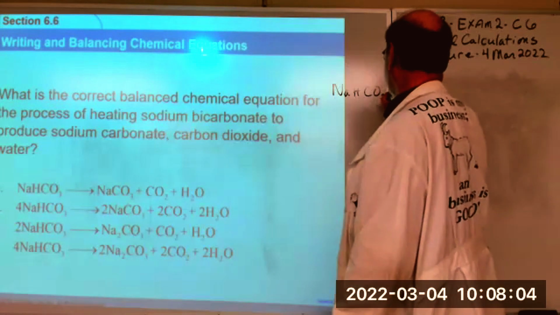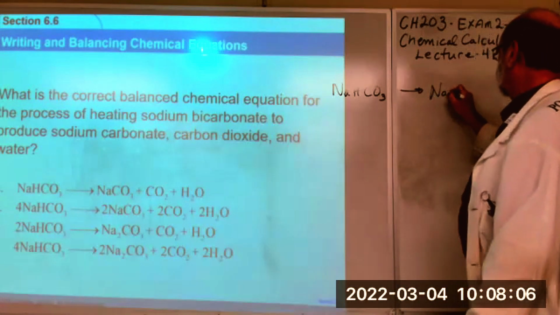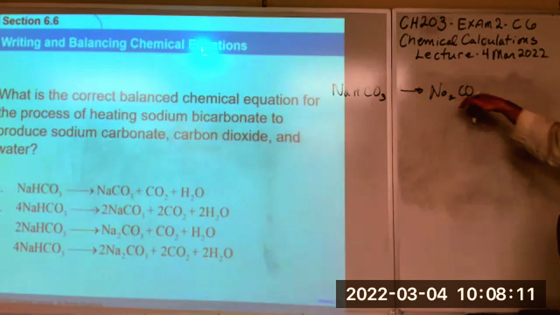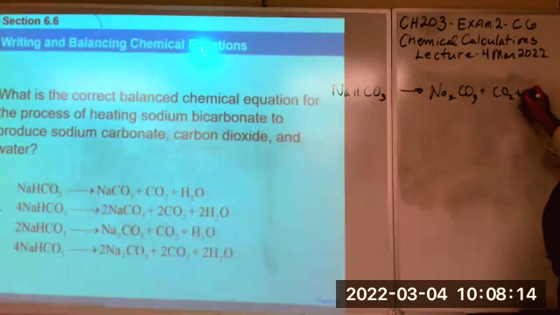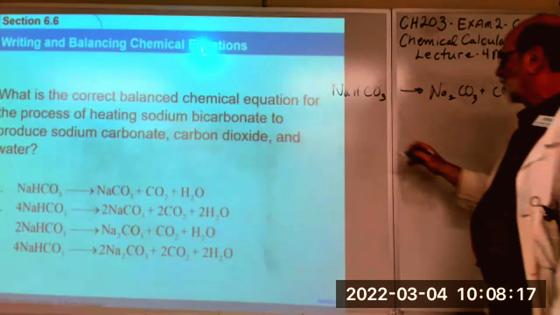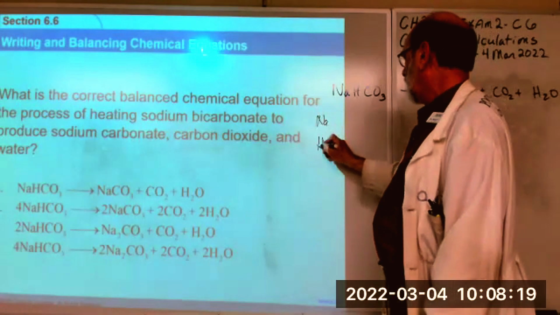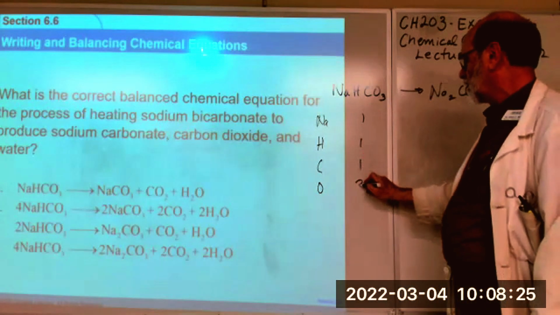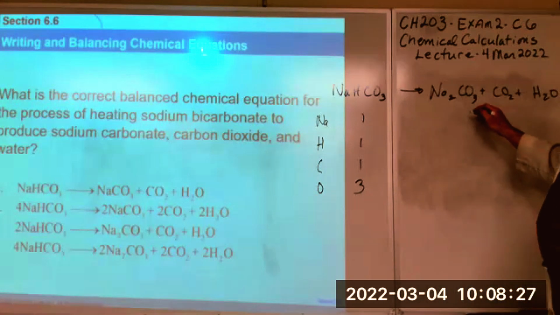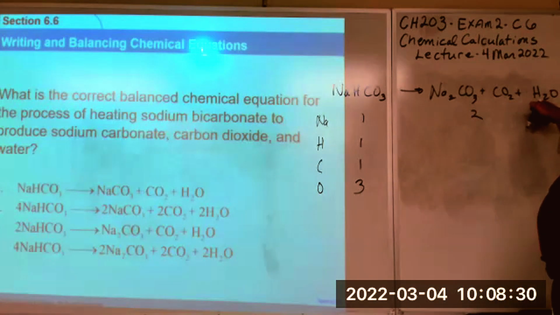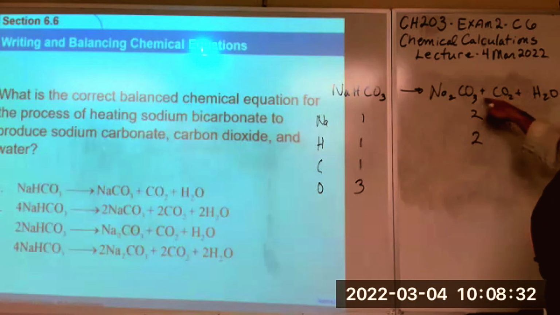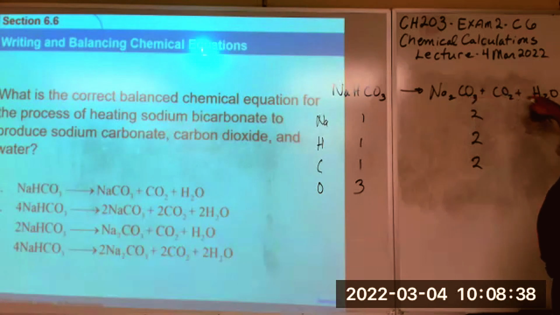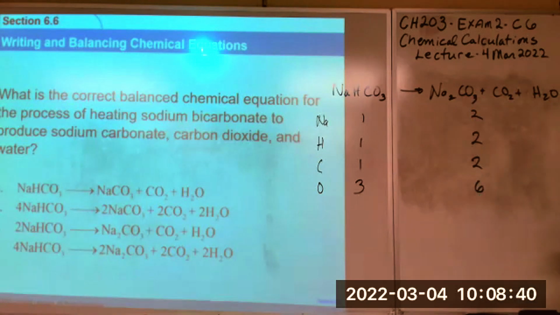Sodium bicarbonate and sodium carbonate. Right, this is 2 minus, that's a 1 plus, so we need 2 of them. Carbon dioxide and water. Now we can do a budget. Sodium, hydrogen, carbon, oxygen. So we have 1 sodium, 1 hydrogen, 1 carbon, 3 oxygens. On this side, we have 2 sodiums and 2 hydrogens and 2 carbons. And we have oxygens, 3, 4, 5, 6. Okay.